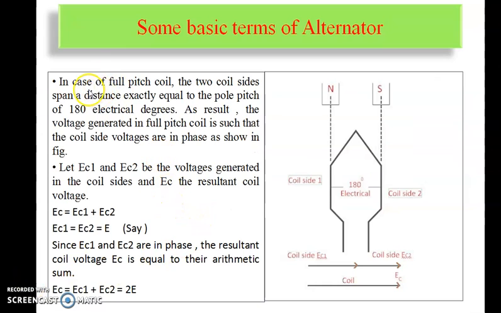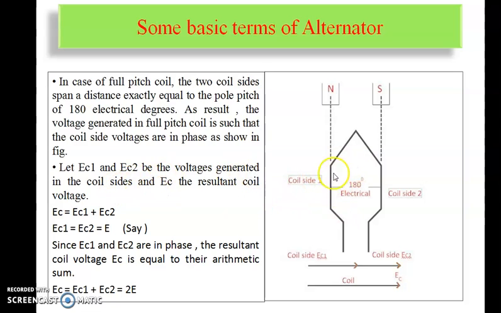Now, in case of a full pitch coil, the two coil sides span a distance exactly equal to the pole pitch of 180 degrees electrical. As we know, the pole pitch distance is always 180 degrees. So this is coil side 1, this is coil side 2. If my coil pitch distance is 180 degrees, then I call this a full pitch coil. Okay, now let EC1 and EC2 be the voltages generated in the coil sides.